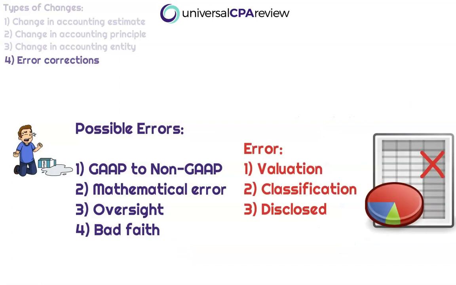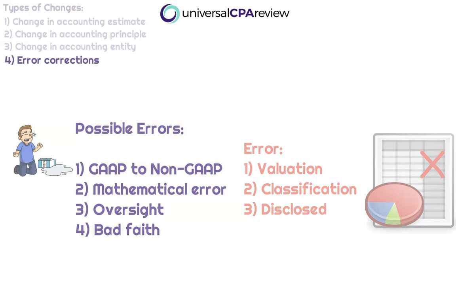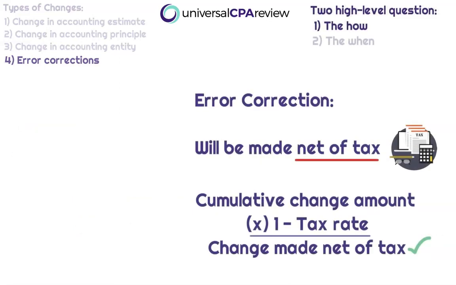All right, but the bottom line is this could be any error as it relates to the presentation of the values presented in the financial statements, how certain items are classified, or how they are disclosed. That'll ultimately result in an error that needs to be corrected. So how are we going to correct these financial statements? Okay, so we have two questions here, the how and the when.